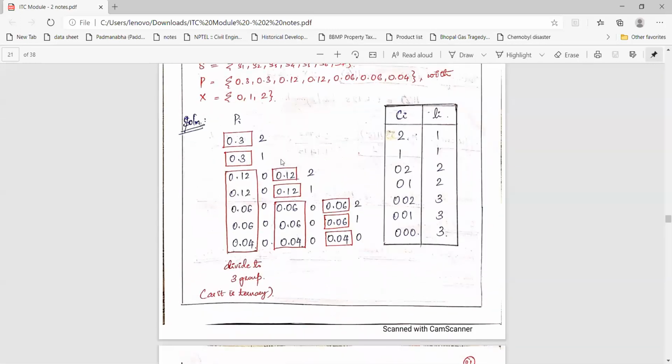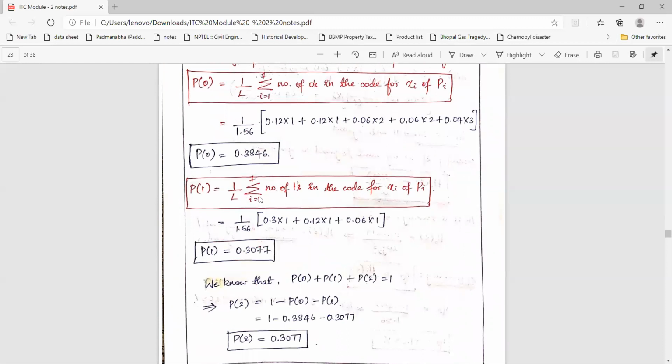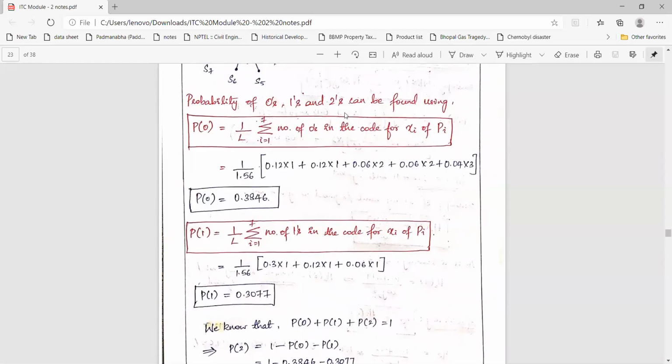And similarly, how many ones are there? 1, 2 and 3. Only 3 ones for 0.3, 0.12 and 0.06. So probability of 1 is 1 by L, same, summation of i equal to 1 to 7, number of ones in the code for Xi into Pi. 0.3, 0.12 and 0.06 we had. So we'll substitute all the values, and the average length value remains the same. So after calculating with the help of the calculator, we'll be getting P of 1 as 0.3077. So there are only 3 symbols over here, 0, 1 and 2.